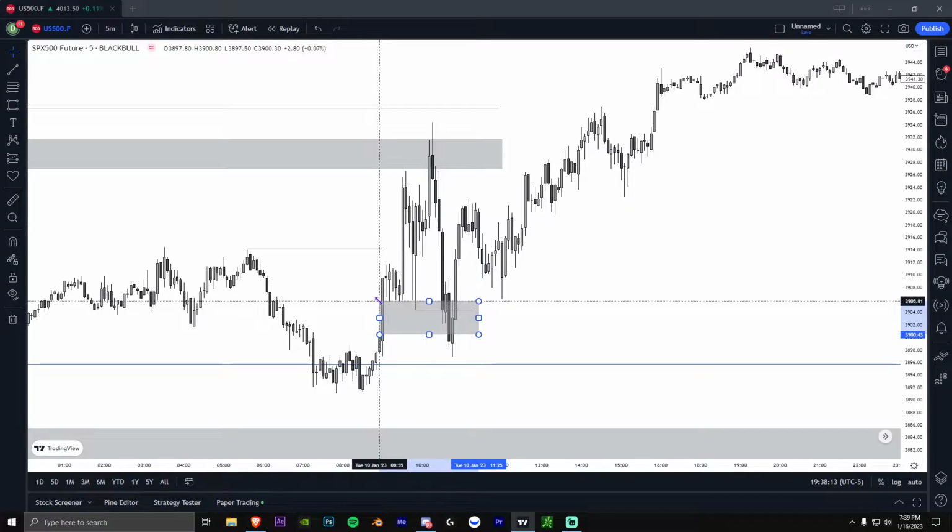And if you don't know what inducement is, the inducement is basically going under an old low and then bouncing out of a fair value gap. And we ended up bouncing out of this fair value gap after inducing.